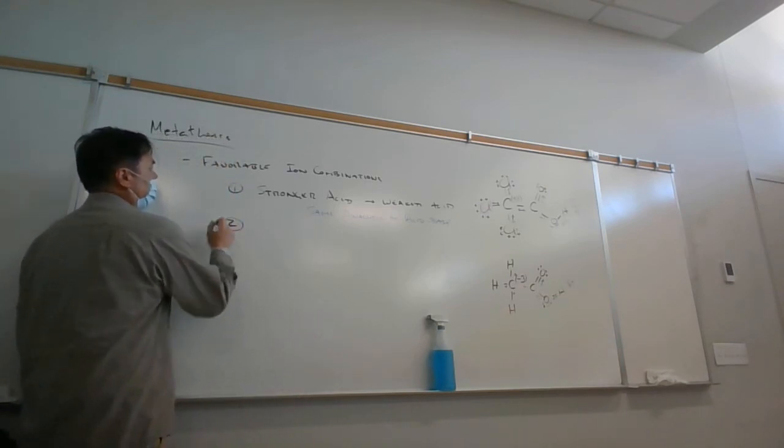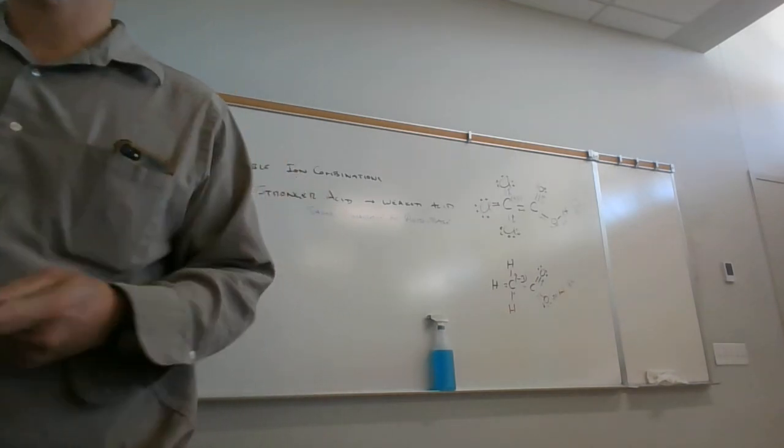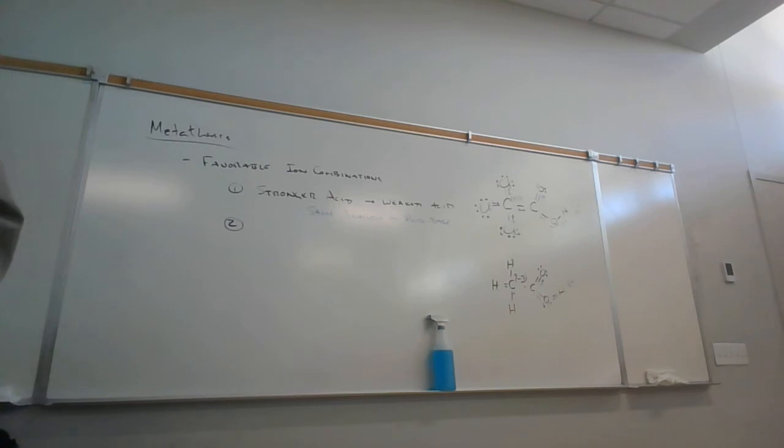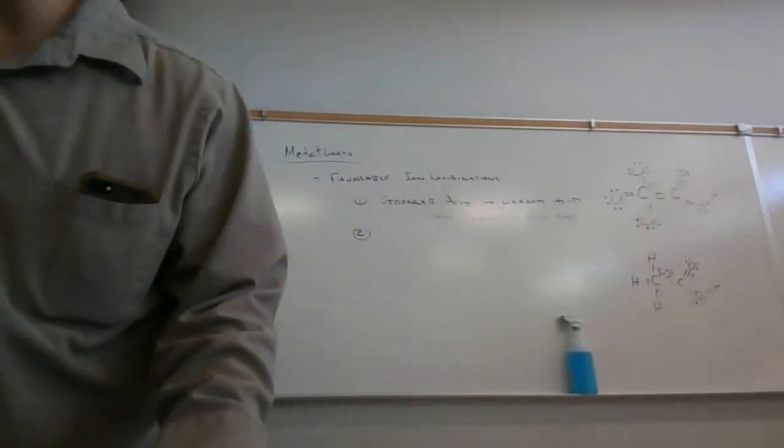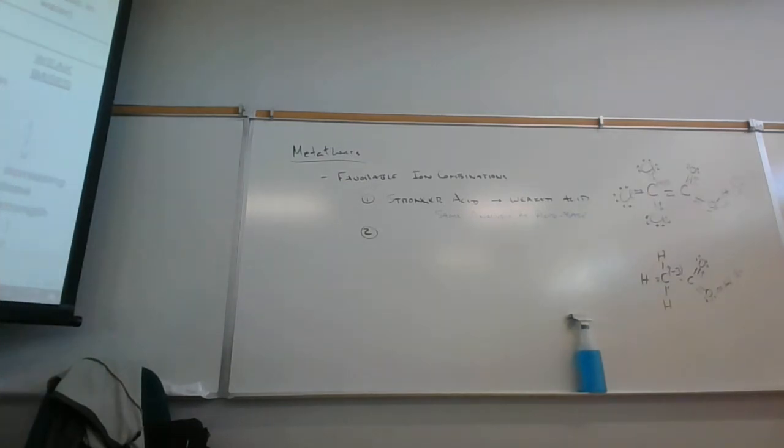Okay, the other thing of favorable ion combinations are precipitates. What makes a good precipitate? Well, what are precipitates in the first place? Precipitates are insoluble salts. And when we think about insoluble salts, like, give me an example, like silver chloride, we think of a salt or an ionic lattice.